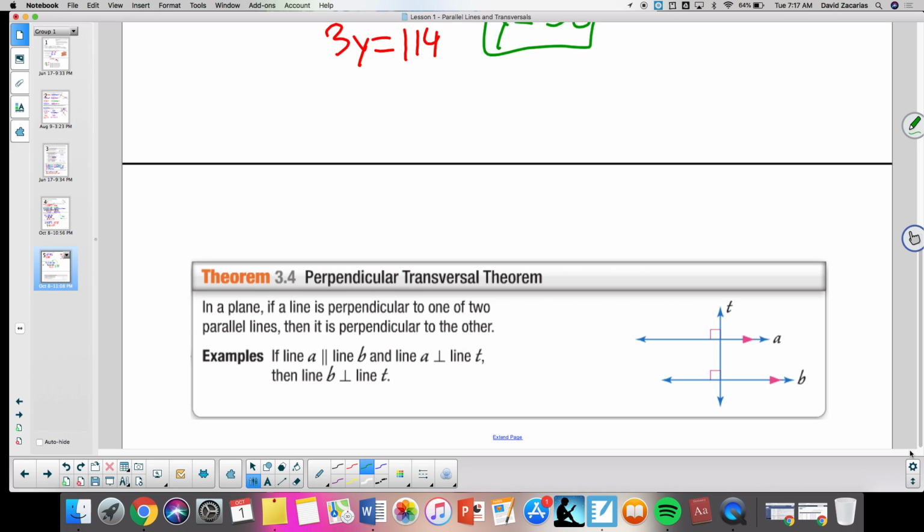And last little thing here, if you ever have two parallel lines and one of the lines is perpendicular, meaning forming right angles, the other one will also be perpendicular to that transversal as well. Just throwing that out there. If A and B are parallel and your transversal is perpendicular to one of the lines, it will be perpendicular to the other one as well.